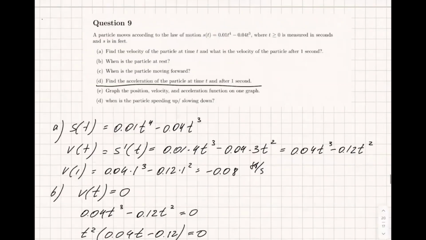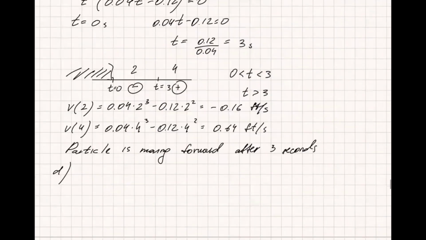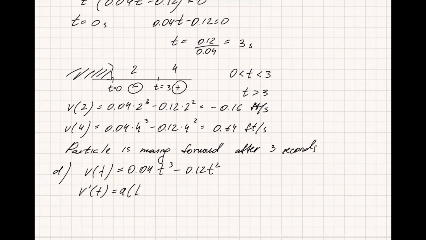Next portion is find the acceleration of a particle at time t and after 1 second. So part D is, again, the velocity function is 0.04 t cubed minus 0.12 t squared. To find the acceleration, we need to take the derivative of the velocity function. So this is going to be our acceleration, which is 0.04 times 3t squared minus 0.12 times 2t, which is 0.12t squared minus 0.24t. And this is the acceleration function.